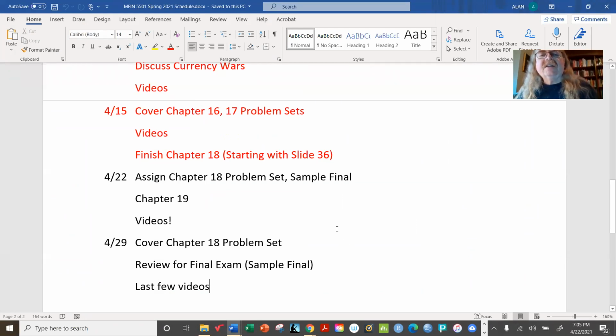And also, of course, there has to be a sample final. So I want to go through them and make sure everything is set up correctly before I post them. But I'll make sure that they're ready by Friday night, so you have the whole weekend to look at them. And then next week, what we'll have to do is cover our sample final and our chapter 18 problem set so that you'll be ready for the actual final, which I can give to you next week.